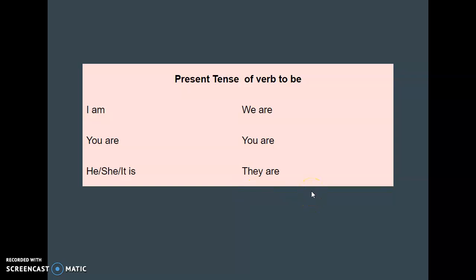So you can use it to describe someone. For example, I am tall, you are short, he's intelligent, she's pretty, we're athletic. So we're going to use it the same way, but in Spanish. So what does that look like?